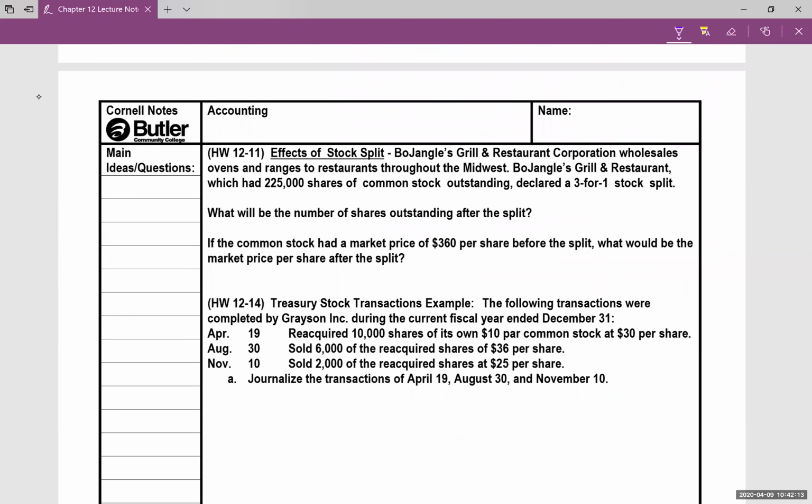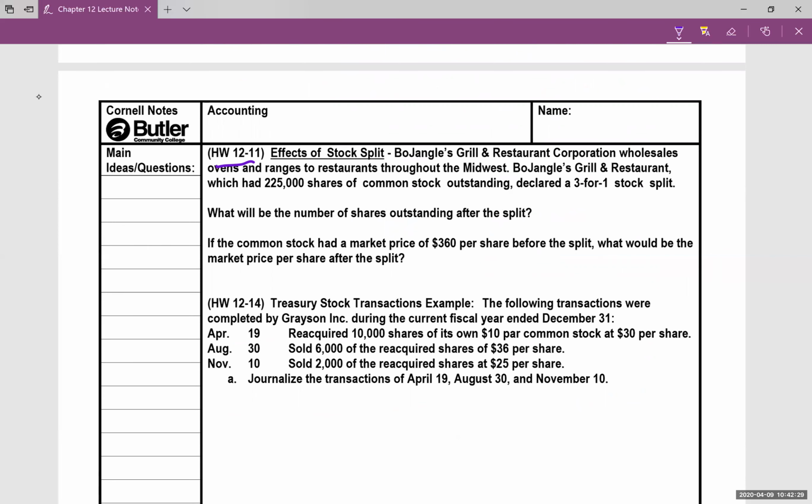Okay, 12.11 deals with stock splits. And let's just see where we're at here. We're going to finish this page. Yes, we're going to finish this page, and then I will take a break, and we'll come back and do the next. Okay, so effects on stock split.